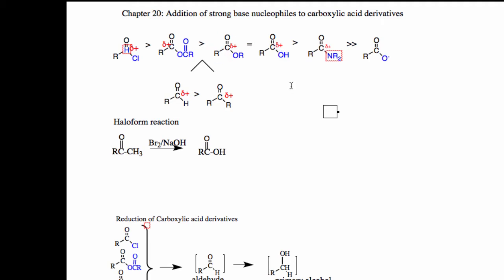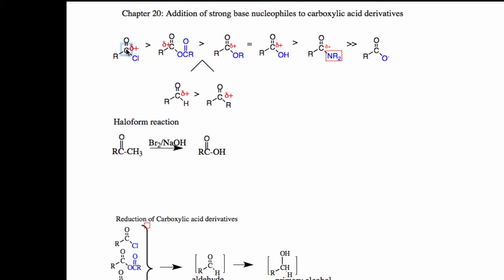In this chapter, we do look at strong base nucleophiles reacting with the acid derivatives, and in Chapter 21, we will look at some weaker base nucleophiles reacting with the carboxylic acid derivatives. And the major mode of reactivity is nucleophilic acyl substitution. In Chapter 20 and 21, we'll be looking at reactions of these substrates. In Chapter 20, we're focusing on stronger nucleophiles. In Chapter 21, on weaker nucleophiles.